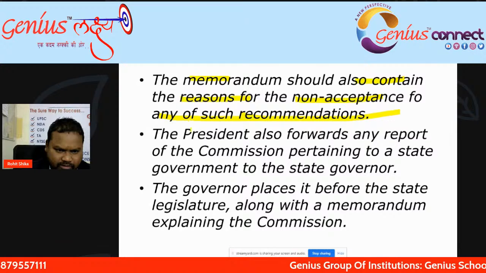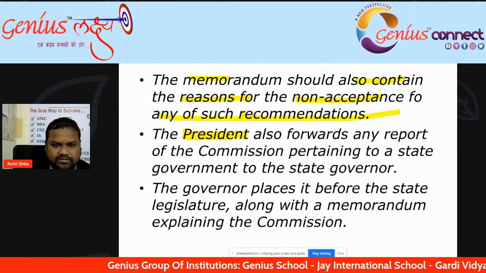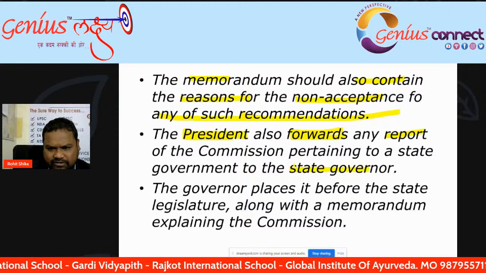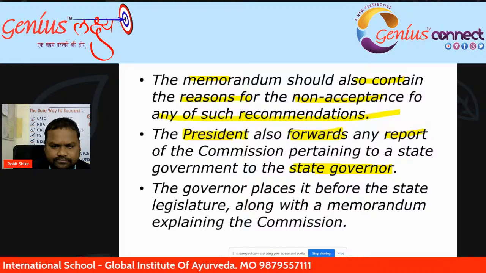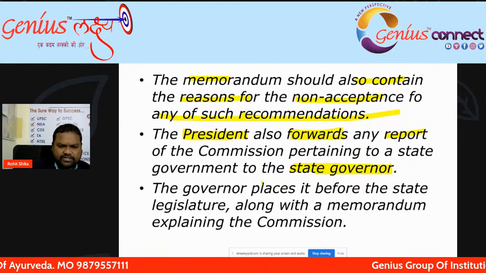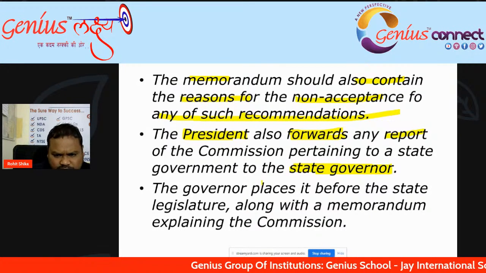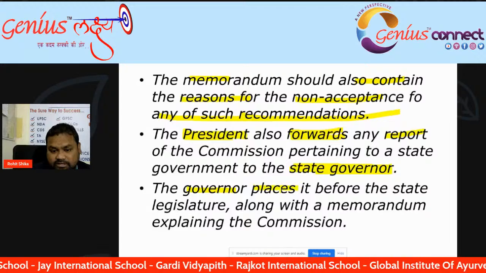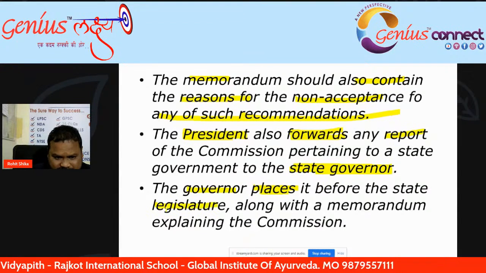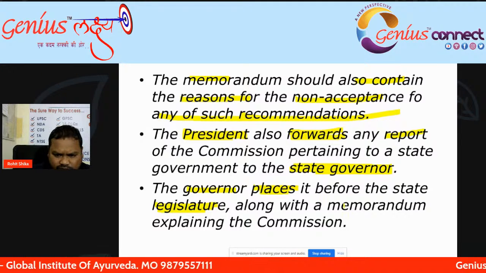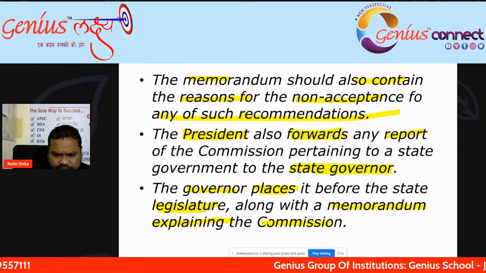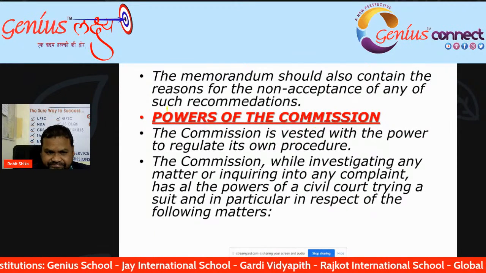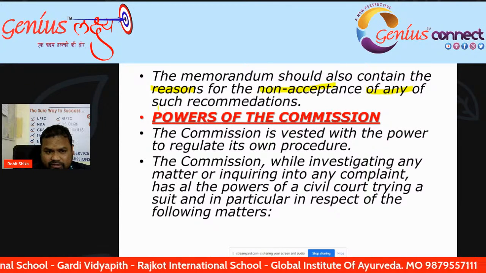In addition to that, the president also gives this report to the state governor. So, one report is presented to the parliament and the report is also presented to the state governor. The governor again places this report before the state legislature along with the memorandum explaining the commission. The memorandum should also contain the reasons for non-acceptance of any such recommendations.